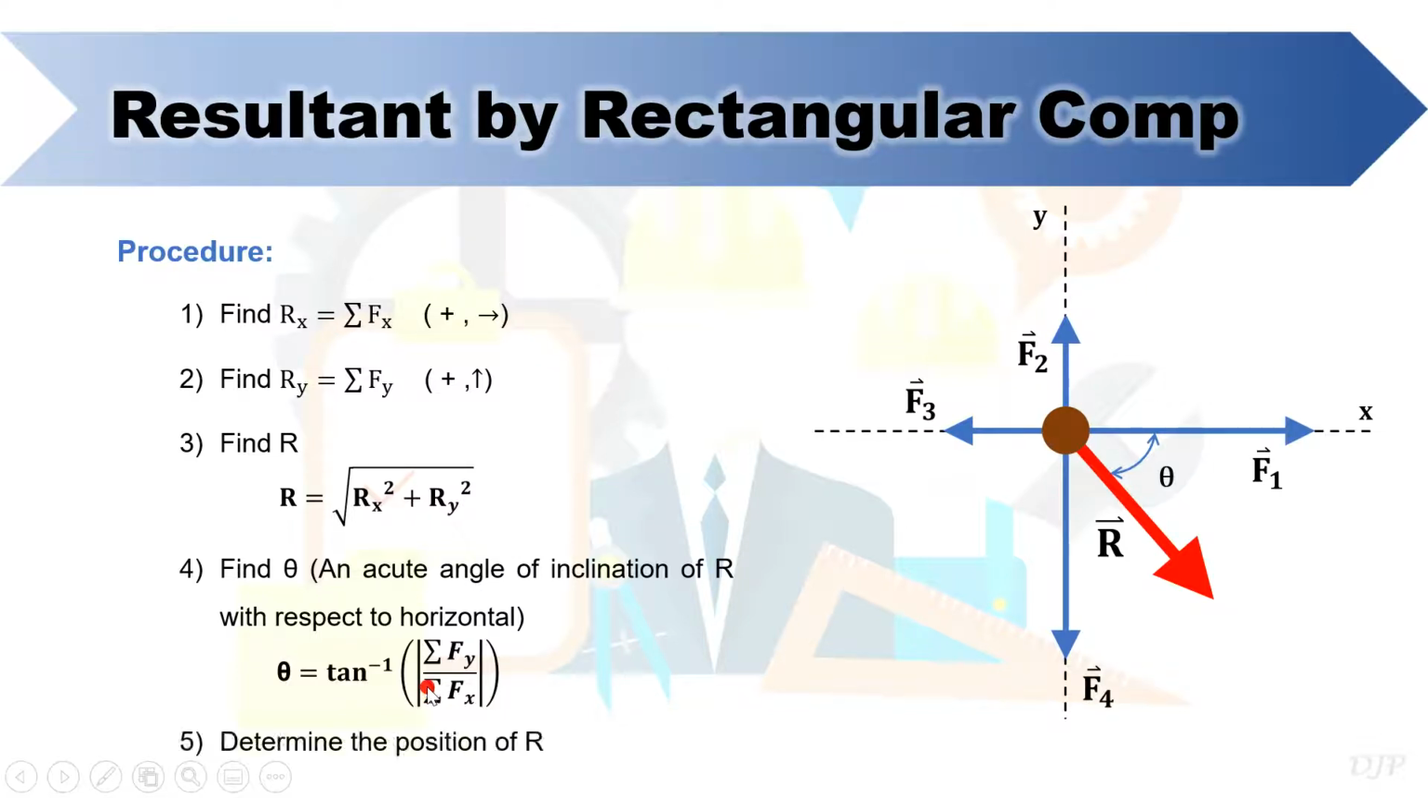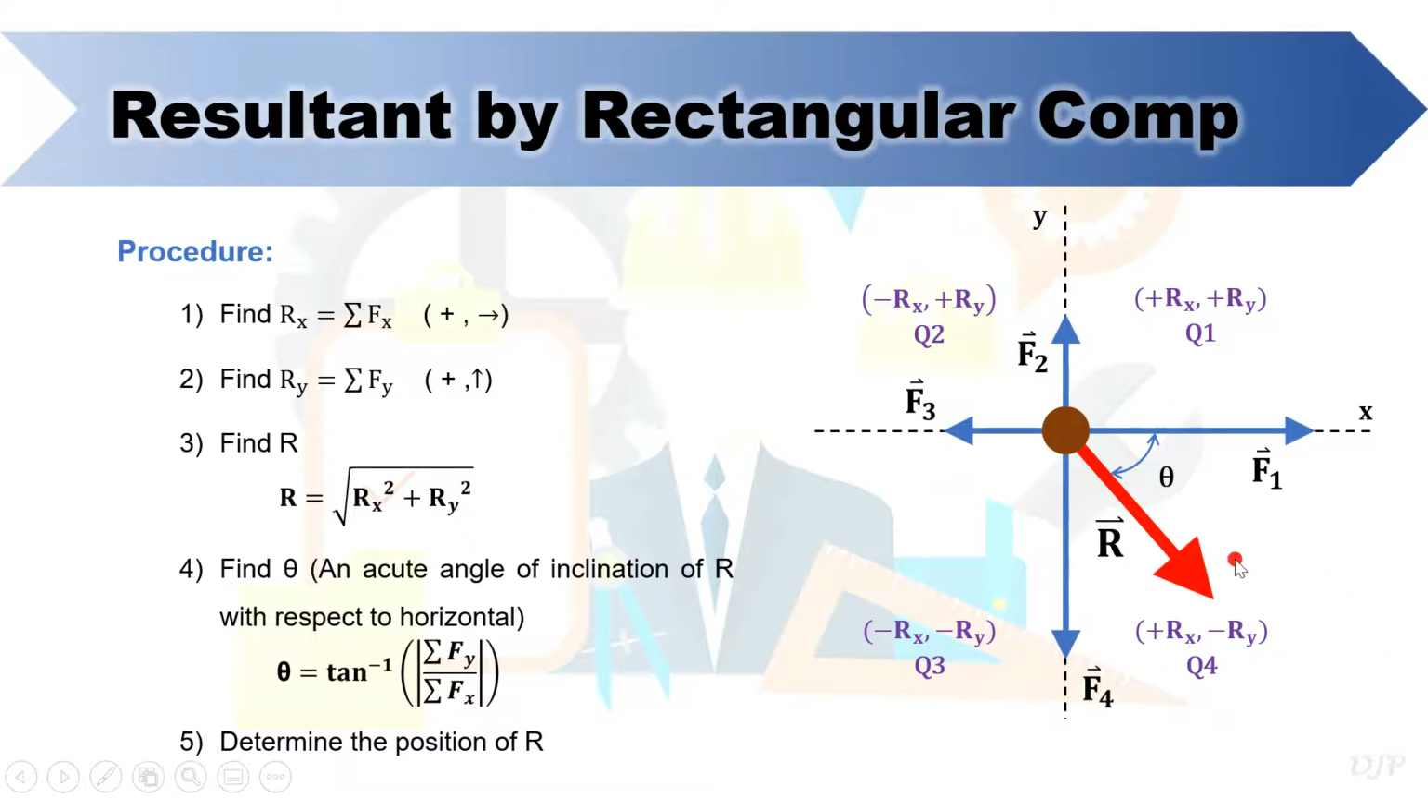Lastly, determine the position of the resultant. Same as the coordinate system in analytic geometry, the axes divide the plane into 4 quadrants. If both components are positive, the resultant is located at the first quadrant, and the rest of the quadrants follow the same convention of the coordinate system in analytic geometry.